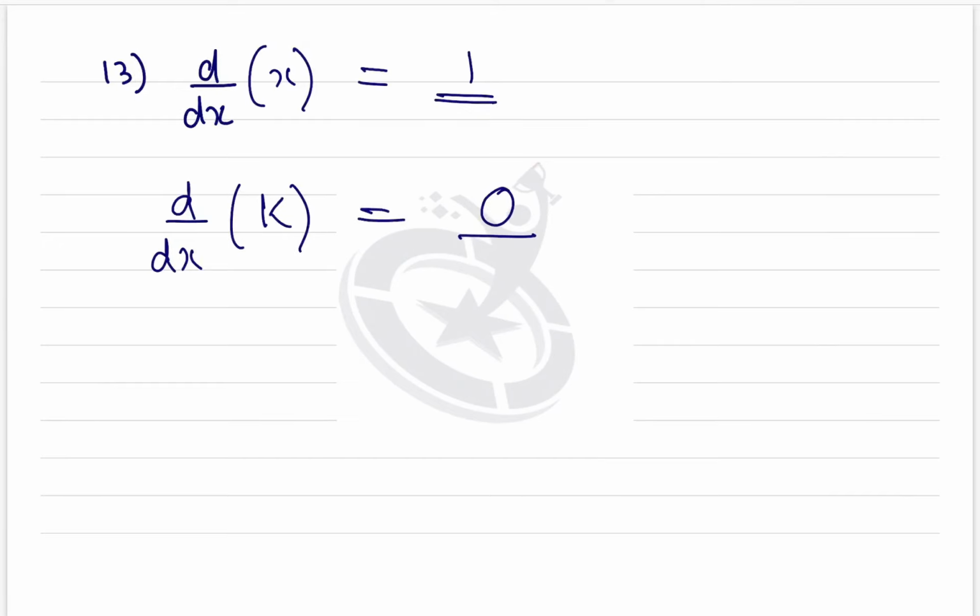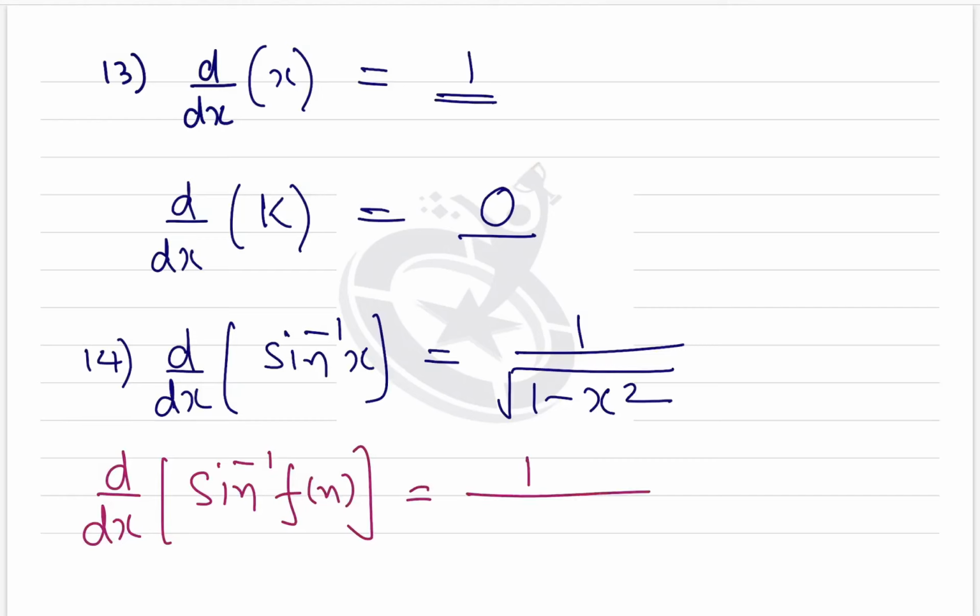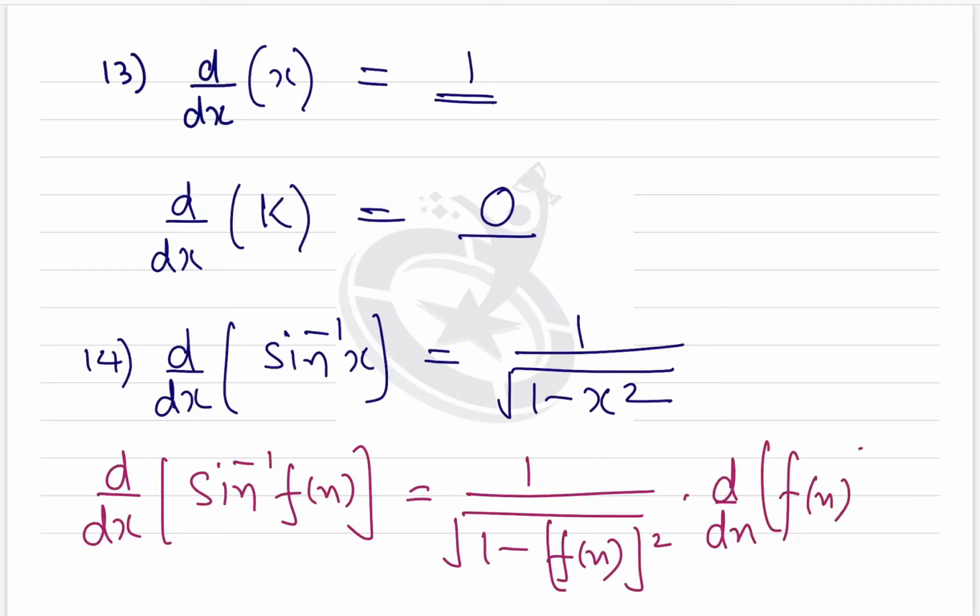The next formula was the derivative of sine inverse x. Now, what was the derivative of sine inverse x? It was 1 upon root of 1 minus x square. Now again you have the composite rule of this. So the derivative of sine inverse f of x will be equal to 1 upon root of 1 minus f of x the whole square into the derivative of f of x. Clear?